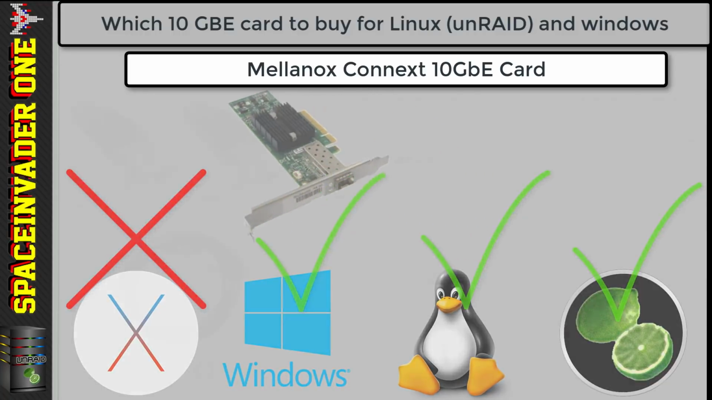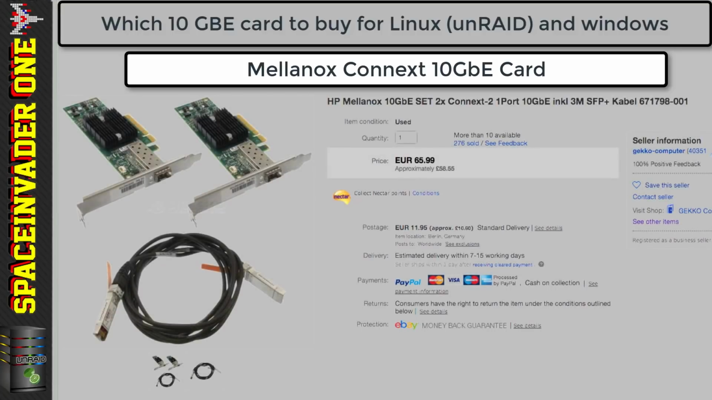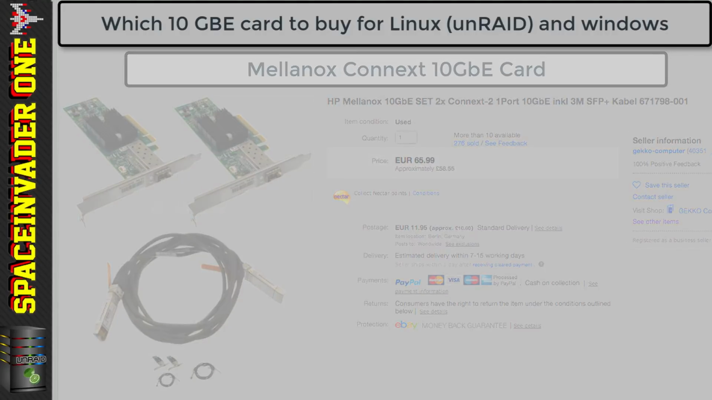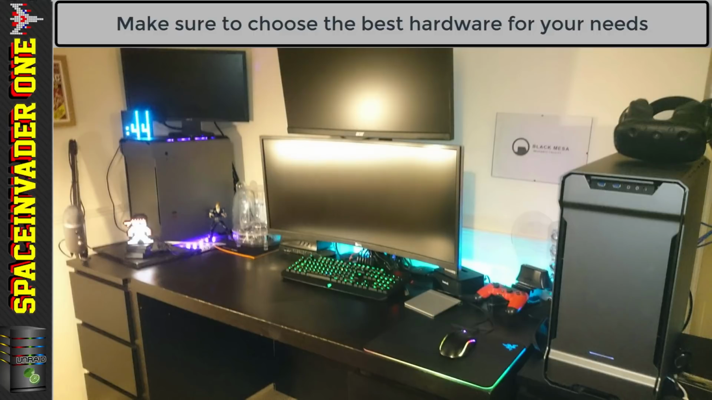You can easily find these cards online and they can be bought very cheaply, and you can often find a pair of cards and an SFP cable as a bundle. I bought two Mellanox 10GBE cards and a 3-meter cable for only €65. So this is all you're going to need to spend if connecting two computers together, so long as they're running either Windows or Linux.